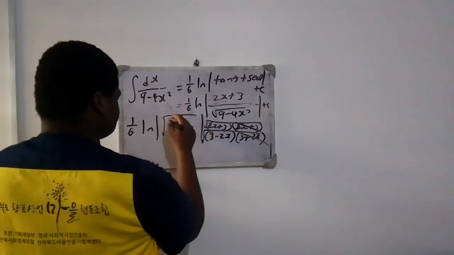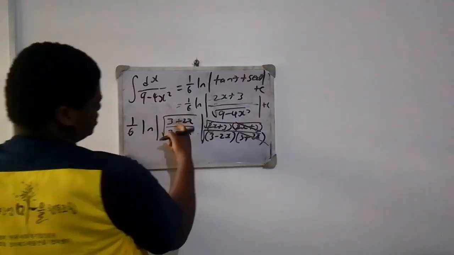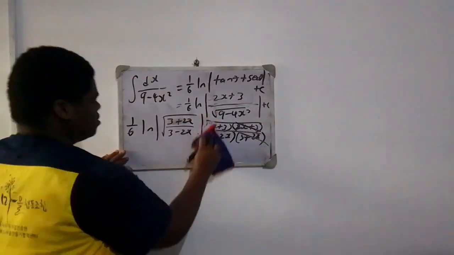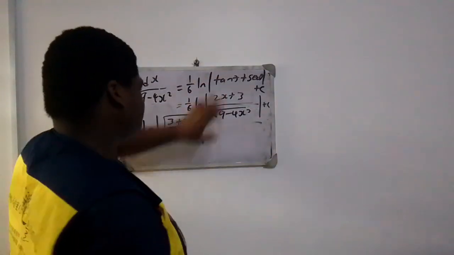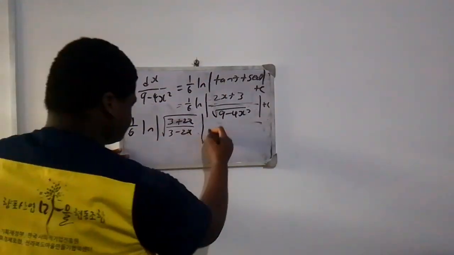So here, instead of 3x plus 3, just put 3 plus 2x. So it will be symmetrical. So this is one form of the answer. This is another form of the answer.